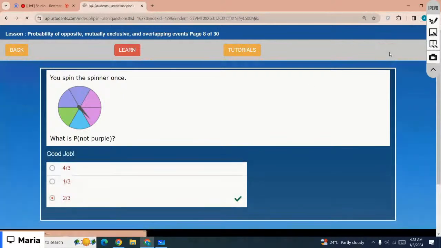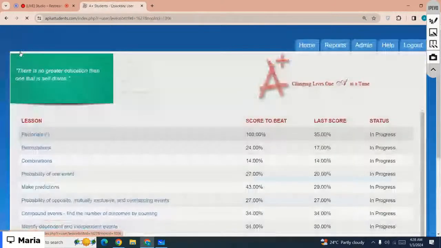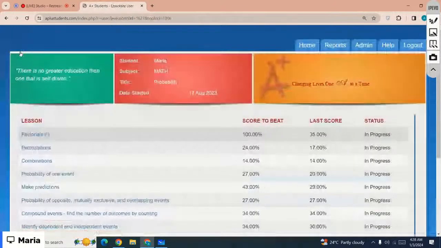Okay, you can complete the lesson by yourself later today. Let's just move on to the next lesson. The next one is compound events. Find the number of outcomes by counting.